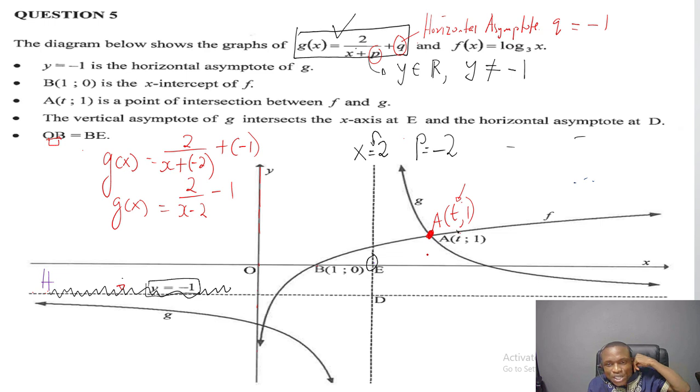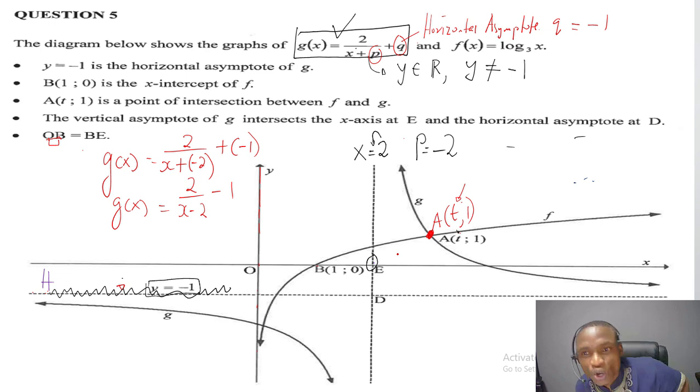They want to know the value of t. And if you look at this point A, it lies on both functions. g passes through the point A, f passes through the point A. So we can use both g and f to find the coordinates of point A. Wow, I love this one. So I'm going to start with the approach that I don't want us to use.